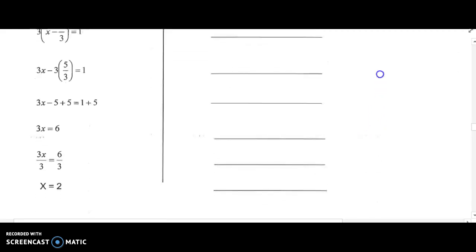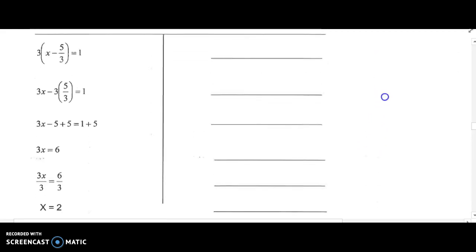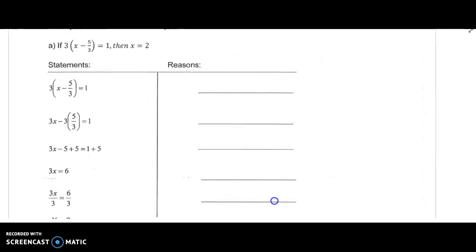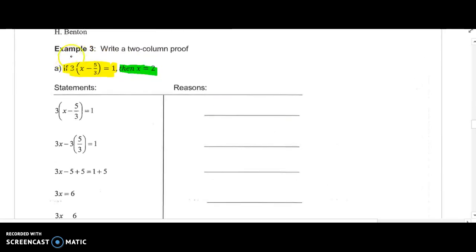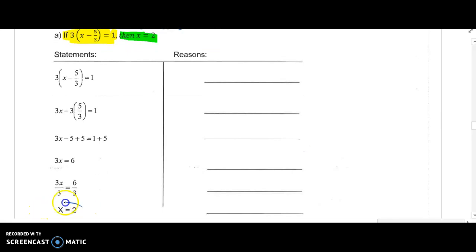Let's try another one. This time, none of the reasons are filled in. Also notice that this is in a little different format up here. It's an if-then form. When they do that, the hypothesis, the if part of the statement, is your given, and the then part of your statement, your conclusion, is obviously what you're trying to prove.